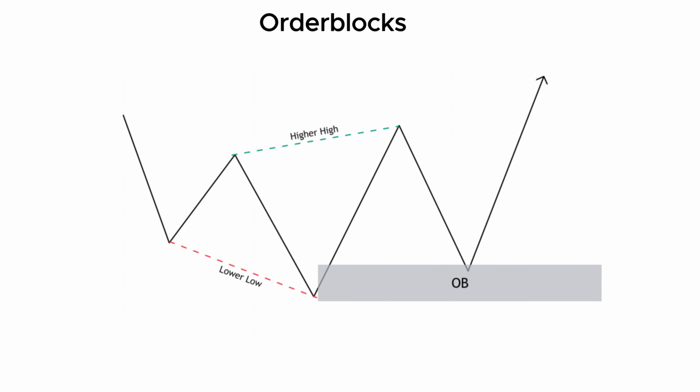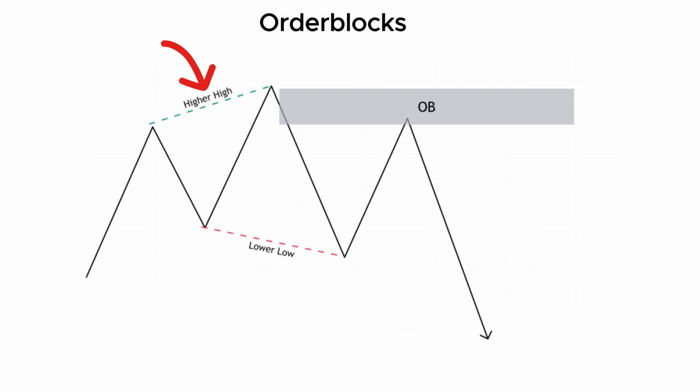Notice that high probability order blocks come from interesting formations, where a lower low is followed by a higher high in the scenario of a bullish order block, or when a higher high is followed by a lower low in the scenario of a bearish order block. Let's jump into a chart example of a high probability order block and implement it into a simple trade strategy.